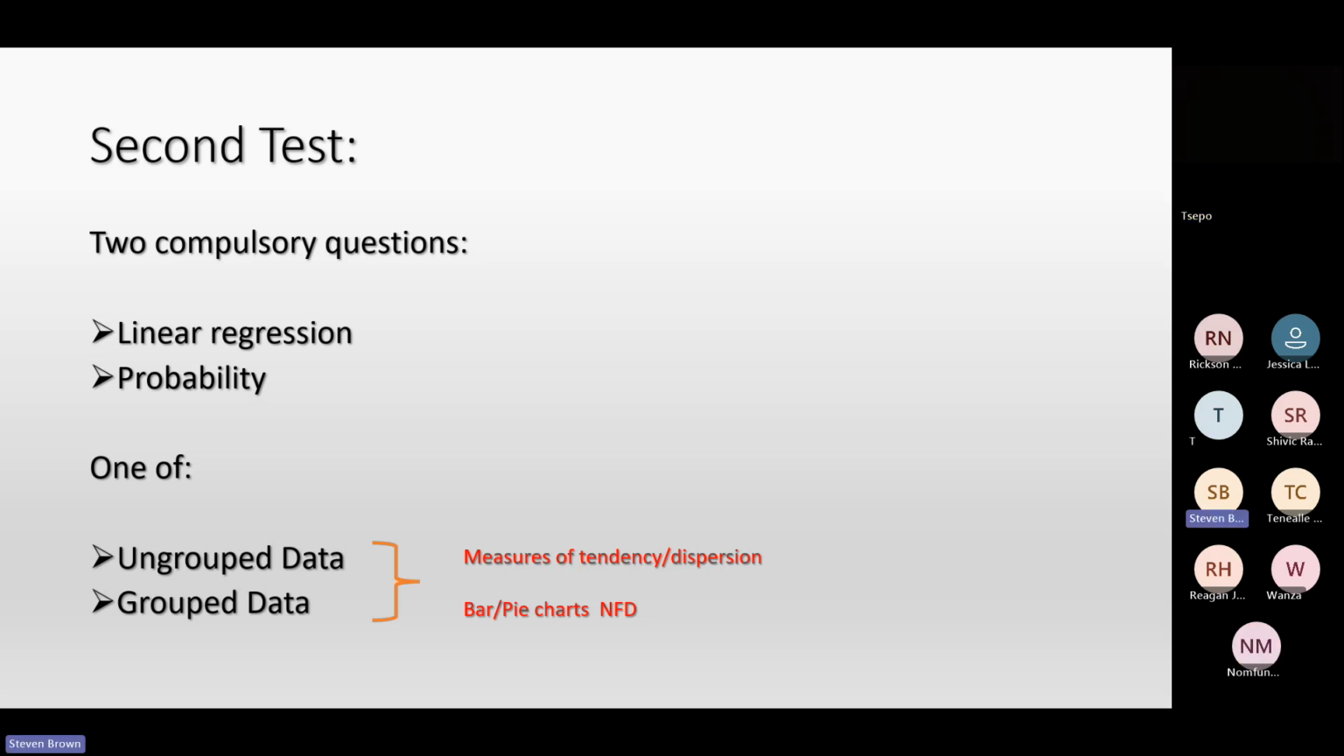The linear regression and probability, I'm going to go through with you a little bit later into the presentation. I'm going to start with the grouped and ungrouped data, which will be either question 3 or question 4. Okay, so you will make a choice, class, between either ungrouped data or grouped data.